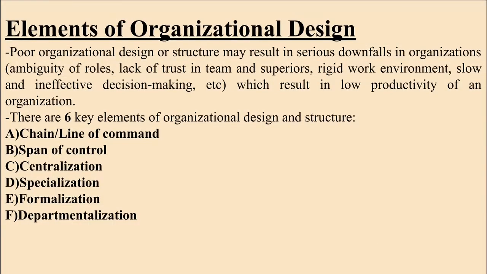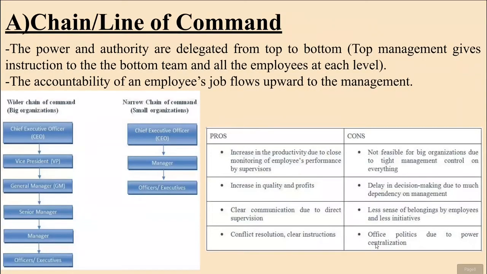Next. There are 6 key elements of organization design and structure: chain of command, span of control, centralization, specialization, formalization, and departmentalization. I will explain 2 elements. First, chain of command. The power and authority are delegated from top to bottom. Top management gives instructions to the bottom team and all the employees. The accountability of an employee's job flows upwards to the management.